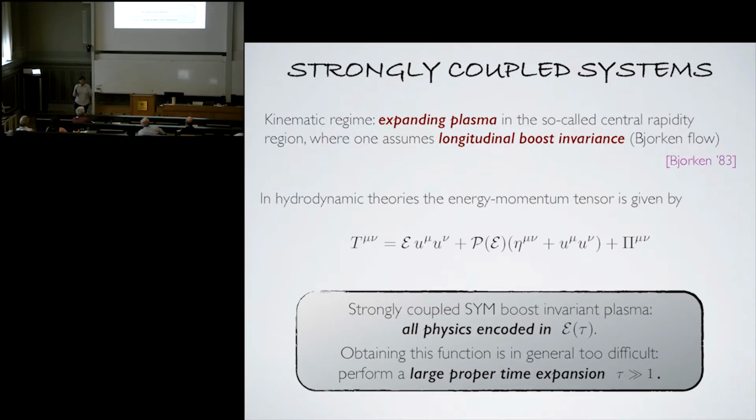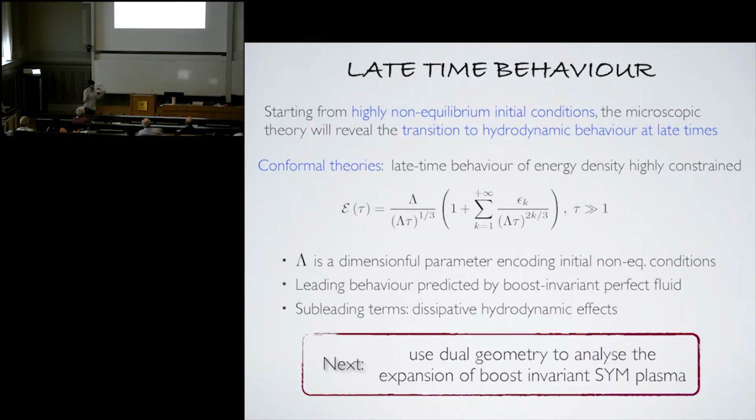But still, obtaining this energy density is highly complex, so we're going to go one step further and study it in the large proper time expansion limit. Why? If you're looking at a strongly coupled plasma, at initial times you'll have a highly non-equilibrium solution, very oscillatory, very complicated, but at some point there will be a transition to a hydrodynamic regime. At late times, you'll have the hydrodynamic regime, and that is the one that we want to analyze. Because of conformal invariance, the energy density is quite constrained. It depends on the proper time in this way. Basically, the first term, the 1, is the ideal fluid, and all of the extra terms here are dissipative terms. And all the initial conditions of my highly non-equilibrium plasma are encoded in just one dimensionful parameter, which is lambda.